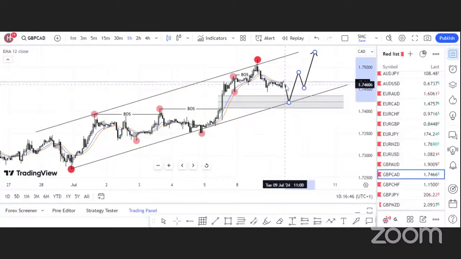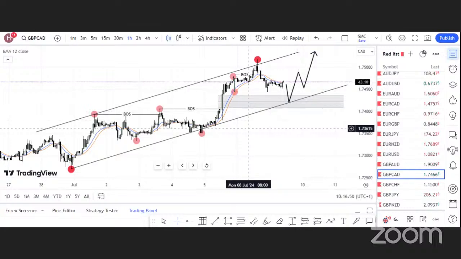Okay. So I'll just wait for the market to get to my point of interest, which is my fair value gap, and then I can place my buy when I get a good confirmation.